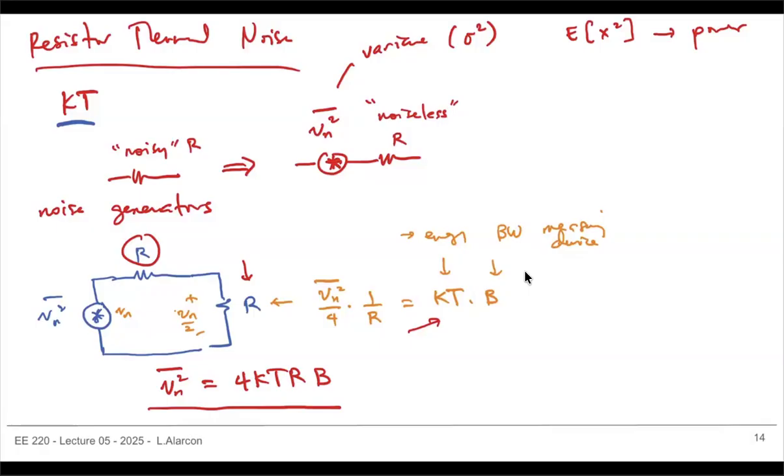Again, this is the variance. It's not a way to predict the actual value of noise. This just gives you an idea of how much energy I have in that particular resistor, the noise energy I have in that particular resistor. Okay, so any questions there? So this is how we write out the noise in a resistor, the noise power due to thermal noise.